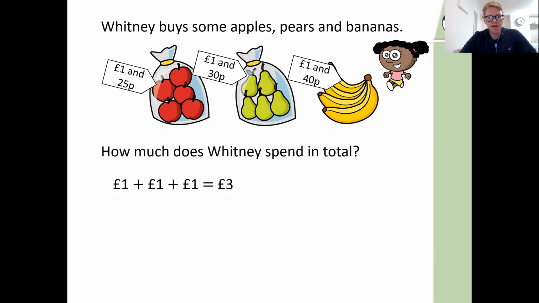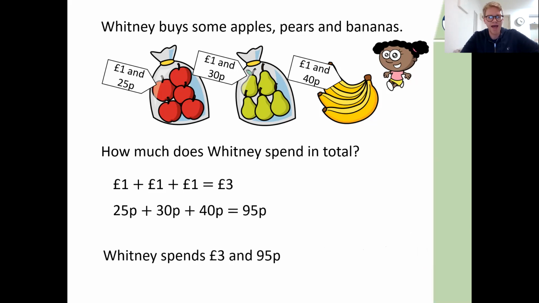Okay, so if we add up our pounds, we've got £1, £1 and £1, so £3 in total. Then we've got our pence, so that's 25p plus 30p plus 40p. Hopefully you're able to calculate those numbers together and get 95p. So when we put it all together then, we've got £3 and 95p that Whitney spent in total.